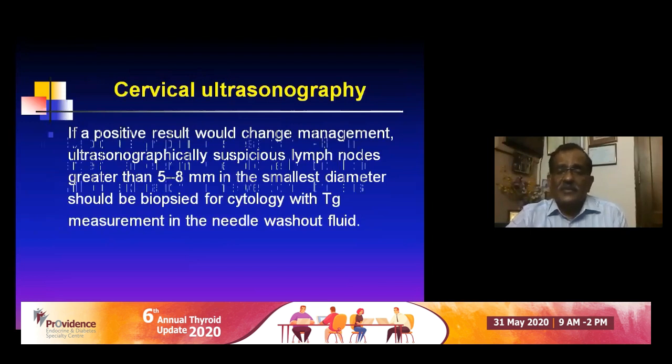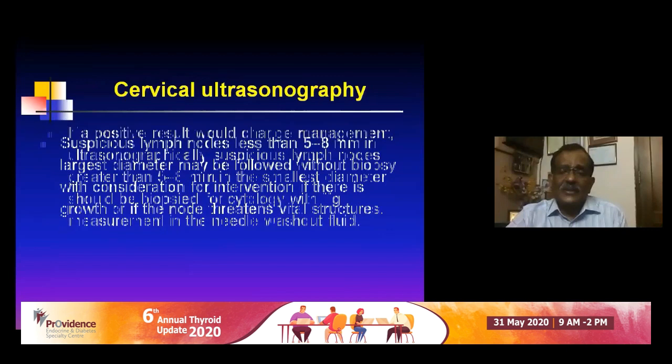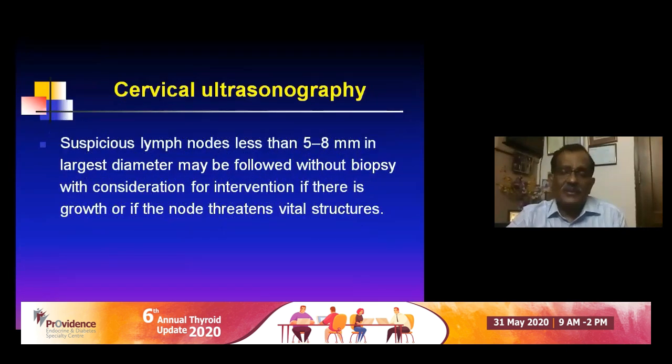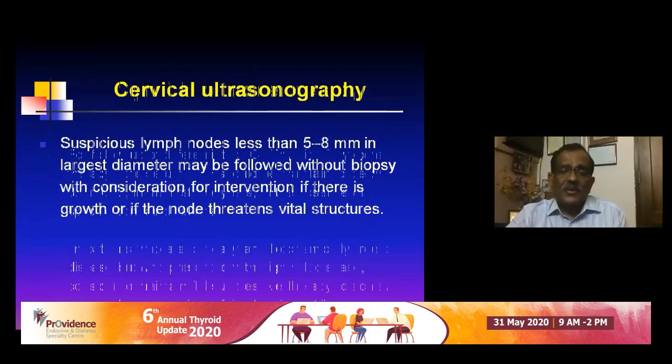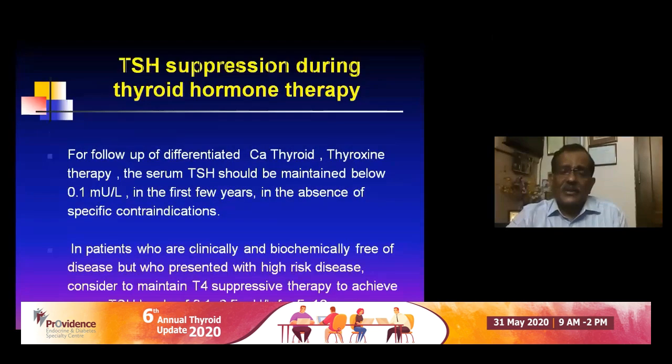Suspicious lymph nodes less than 5 to 8 millimeters in the largest diameter can be followed without biopsy, with consideration for intervention if there is growth or if the node threatens vital structures. For follow-up of differentiated thyroid carcinoma on thyroxine therapy, the serum TSH should be maintained below 0.1 mIU/L in the first few years in the absence of specific contraindications.